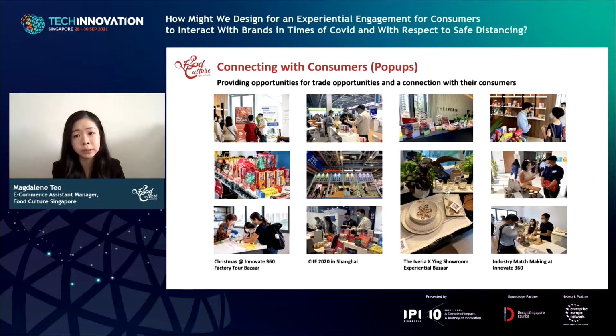For example, a recent one that we did was the Iberia Experiential Bazaar, where we had a showroom as our event venue, and we populated the showroom with products from a variety of our brands. For example, we had food on the table from our brands, and attendees could walk through the showroom and look at our products, and they could buy them on the spot if they wished to.